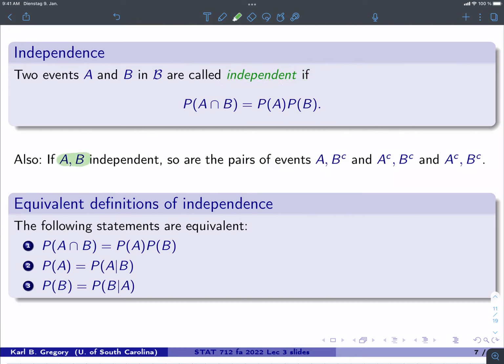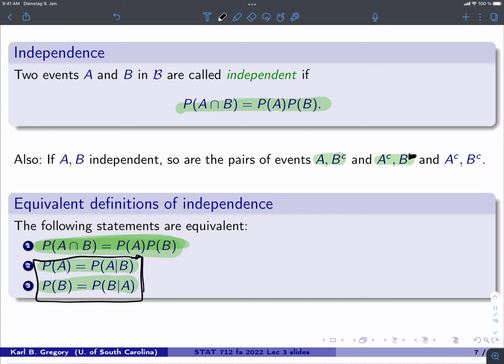You can show that if A and B have this property, then the pairs of events A and B complement, A complement and B, and A complement and B complement, all these pairs of events are also independent. To get a better understanding of independence, let me come down here. This is how we usually define independence, but it's equivalent to make this statement or this statement. And I think these two statements are a little easier to grasp.